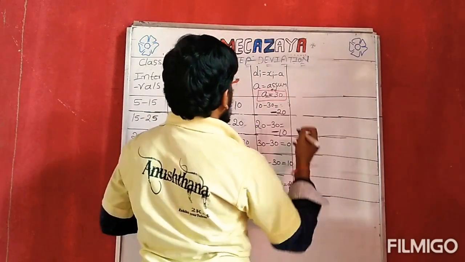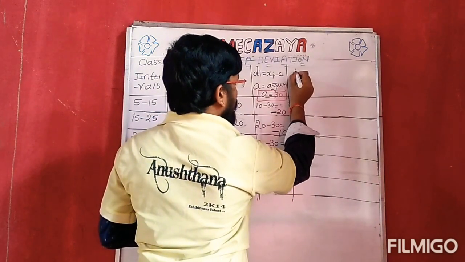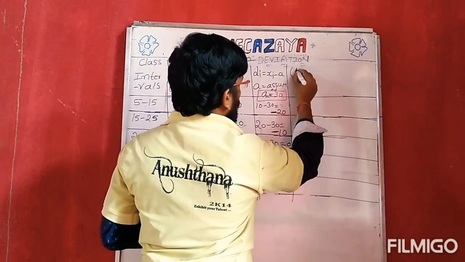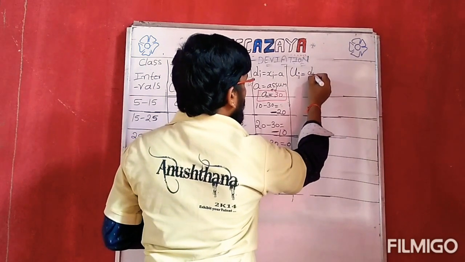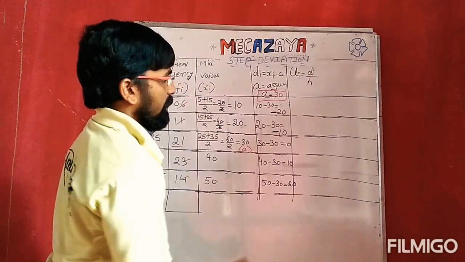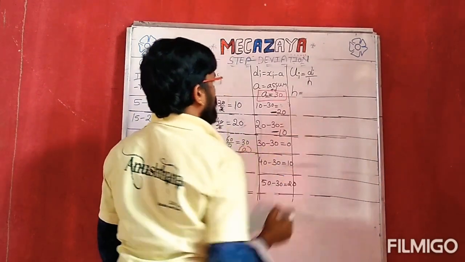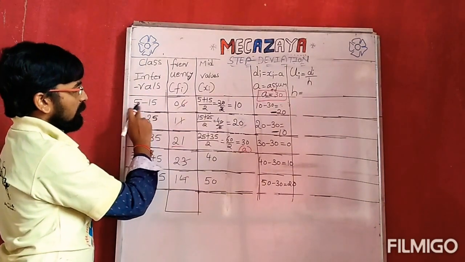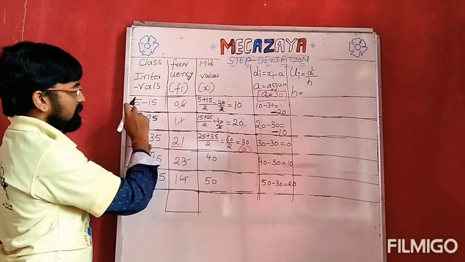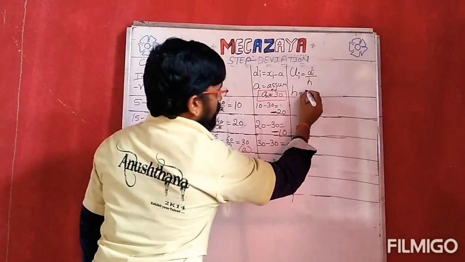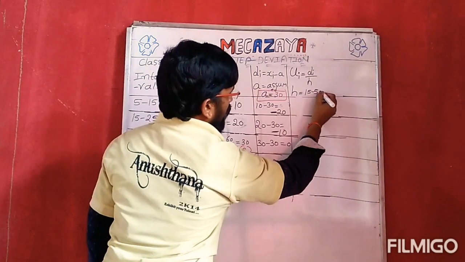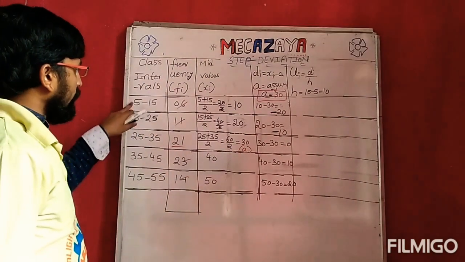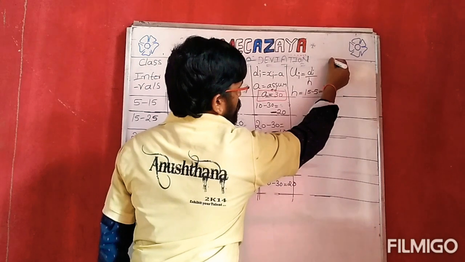Then now go with the next method in this subdivision. It will be called ui. ui equals di by h. Here h is the difference of class intervals. How much difference? 15 minus 5, it will be 10. So calculate the difference between 15 minus 5, the class interval difference. It is 10.